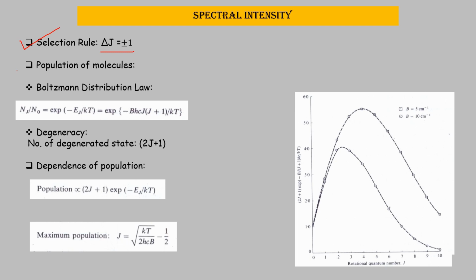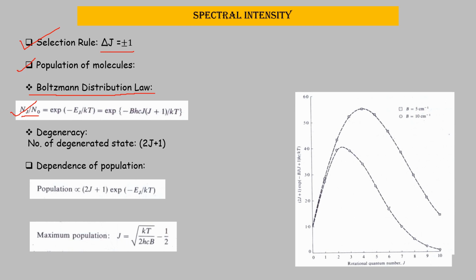The first governing factor of the population of the level is the Boltzmann distribution factor, which is Nj by N0 equals e to the power minus Ej by kT. Thus, a rapid decrease in Nj by N0 is observed with increasing J value and with larger B value, or rotational constant value. That means that on increasing the J value, the population will be decreasing. So if the population is decreasing, the intensity of the spectral line will be less.